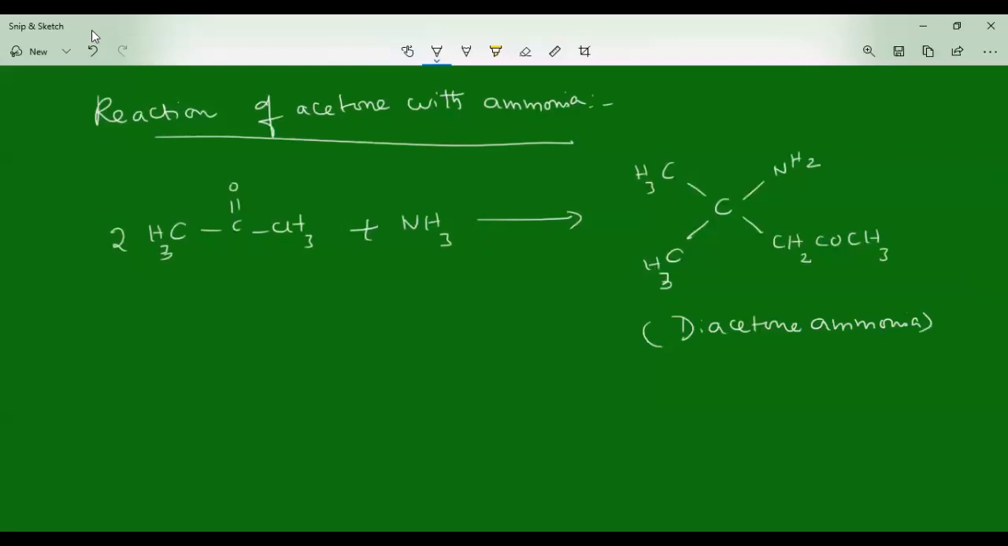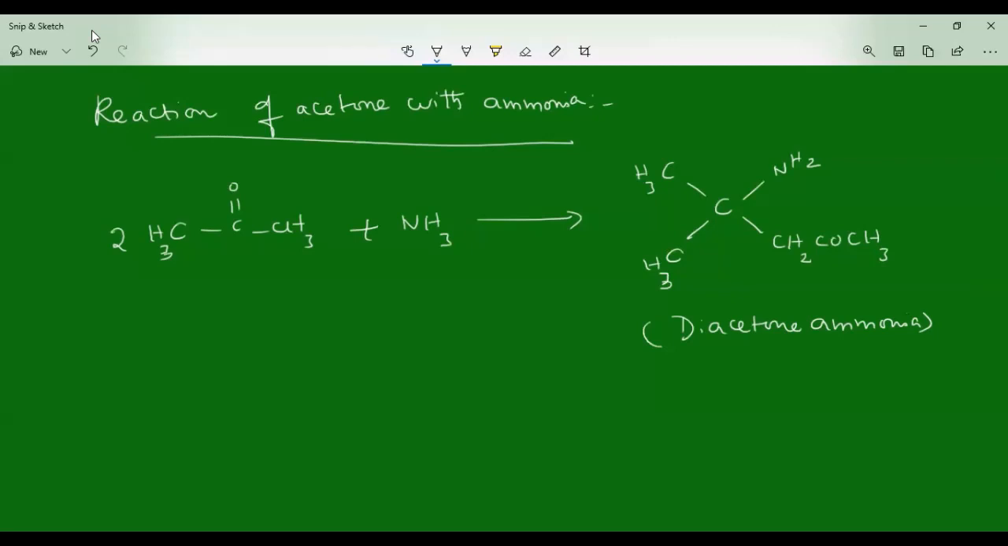Diacetone ammonia. If you check this, you can also understand that there are around 6 carbons here. Here also 6 carbons in the product obtained, that's called diacetone ammonia.